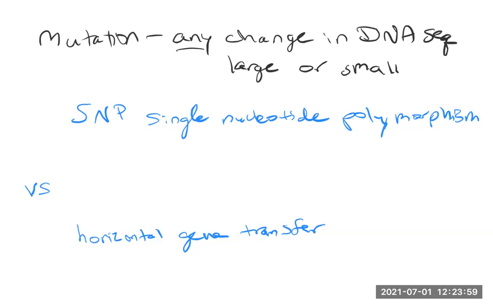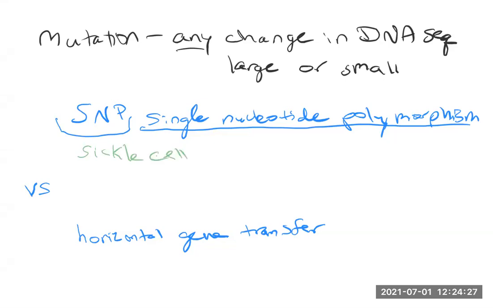So this could include single nucleotide polymorphisms, as we see here. They are also referred to as SNPs because that's a lot easier to say. So again, single nucleotide polymorphisms, and those are a change in a single base pair. So we talked about this with respect to the sickle cell gene, and sickle cell is a change in a single base pair or nucleotide.